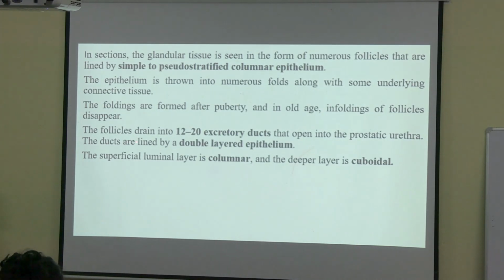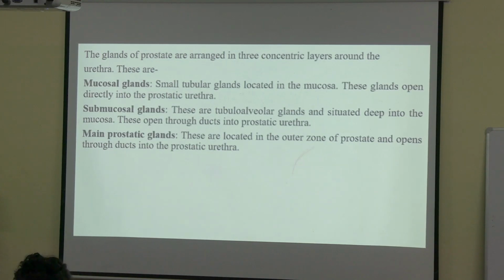Now the follicles will drain because secretions are taking place. Now these follicles will drain into 12 to 20 excretory ducts, which will open into the prostatic part of the urethra. And those ducts are lined by double layer epithelium. Superficial layer is columnar, deeper layer is cuboidal epithelium. Next, three different types of glands are there. Already I have shown you what are the three different types of glands present inside the prostate and what is the location.